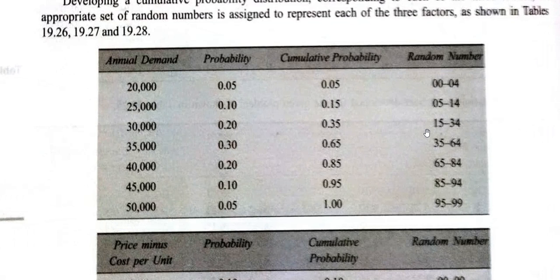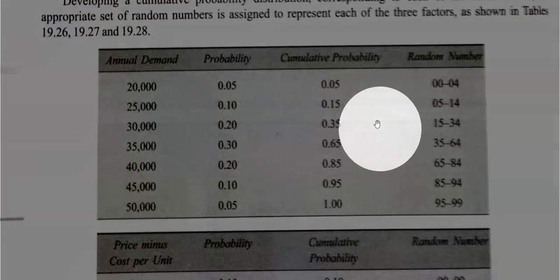These tables are pretty straightforward. The first two columns of the table are already given to us. We have the annual demand; we just listed out what they gave us in the question. The probability, we just listed out what they gave us in the question here. So this is where our solving now begins.